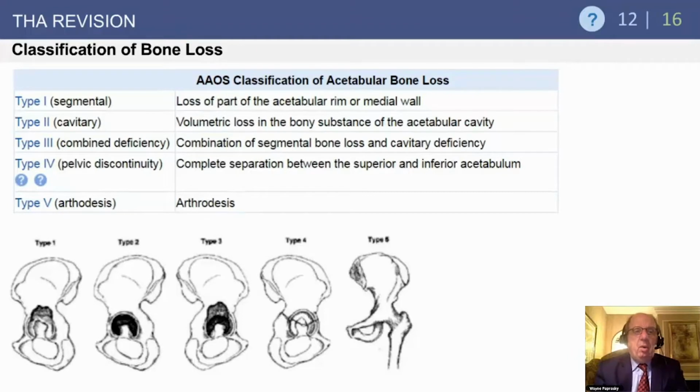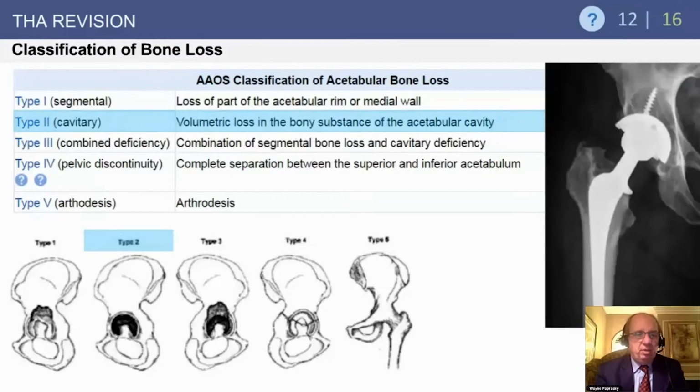Here is the AAOS classification of bone loss. It's more of a descriptive term. Type 1, segmental loss of a rim; 2, cavitary, meaning volumetric loss; 3, combination of the two; then 4, discontinuity. In type 5, arthrodesis, we really don't pay a lot of attention to that because it's very rare nowadays.